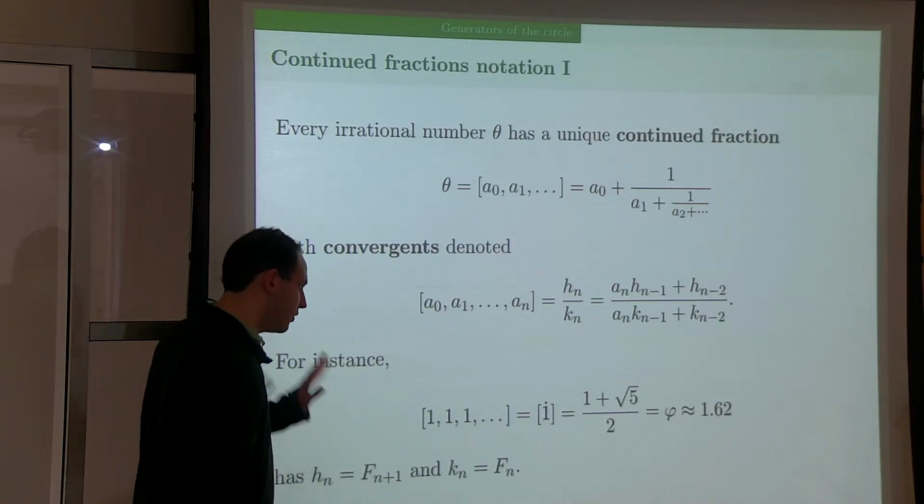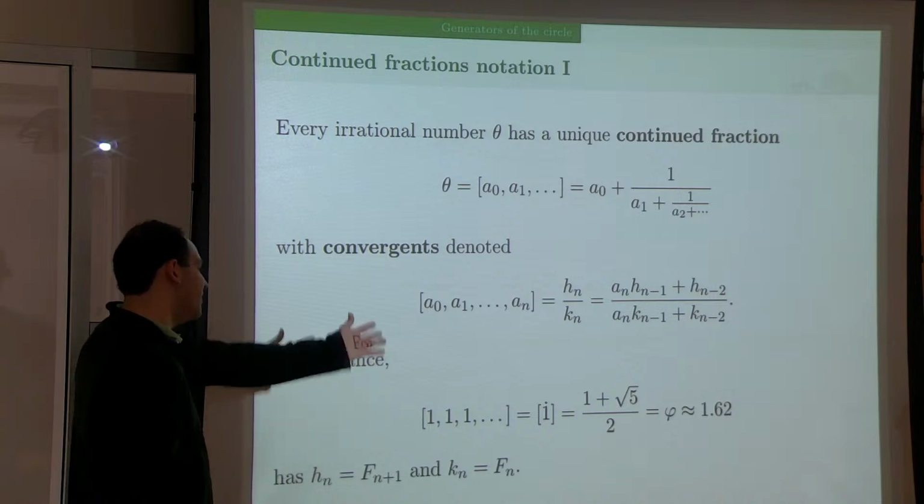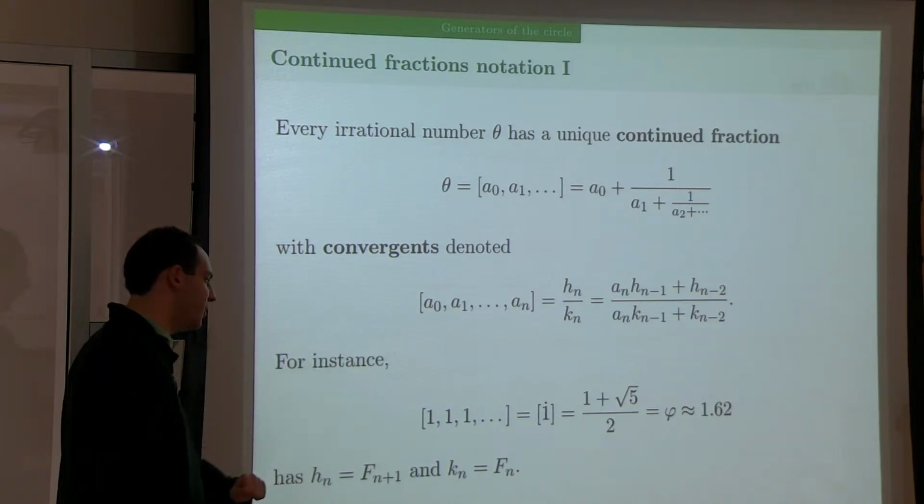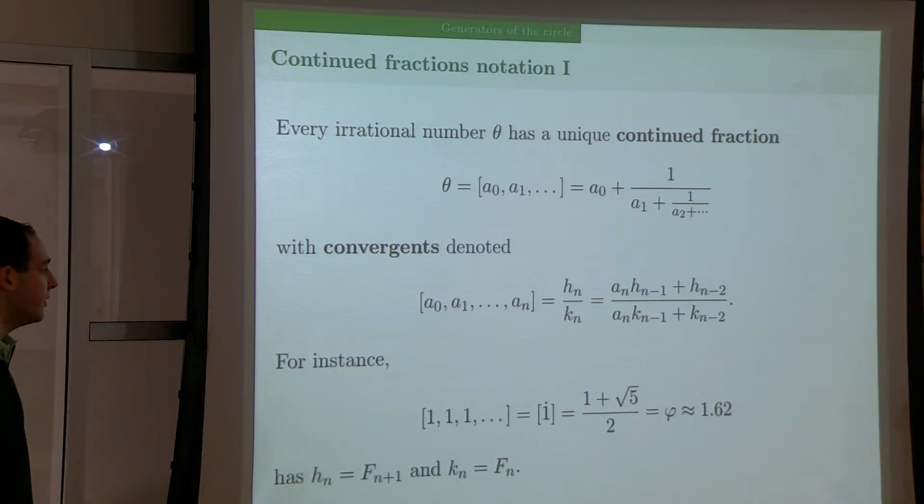Which also goes under many guises. This comes from Binet's formula. But this is a quick conceptualization of Fn over Fn minus 1 limits to the Golden ratio. There are also other very cool things you can say about these convergences.